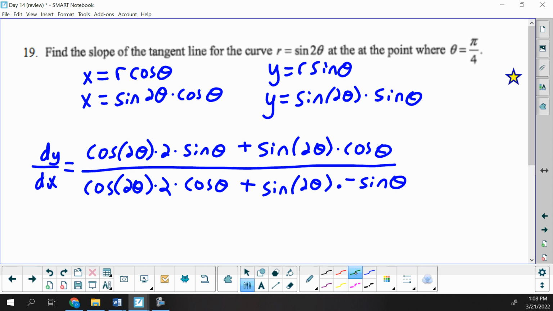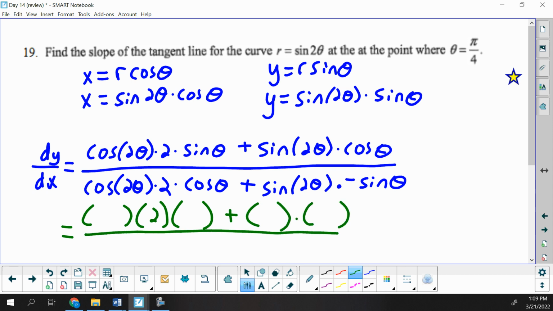Now we want to do this at pi over 2. I like doing, or sorry, pi over 4. I like doing this with my parentheses. We're going to have something times 2 times something plus something times something, all over something times 2 times something plus something times negative 1 times something. So just note we've already accounted for that negative by putting the negative 1 in there.